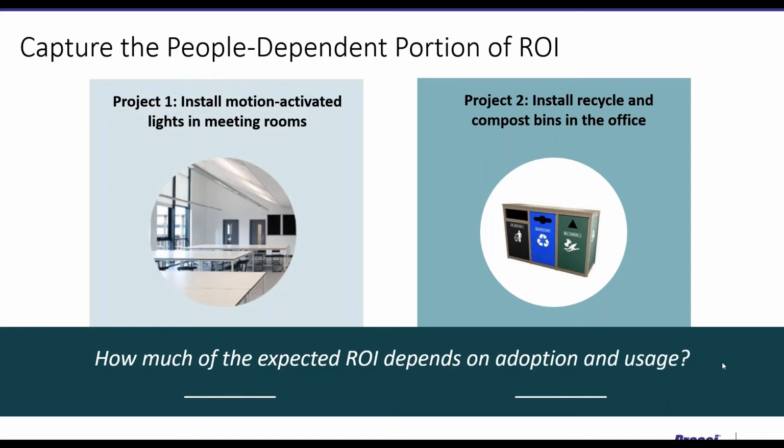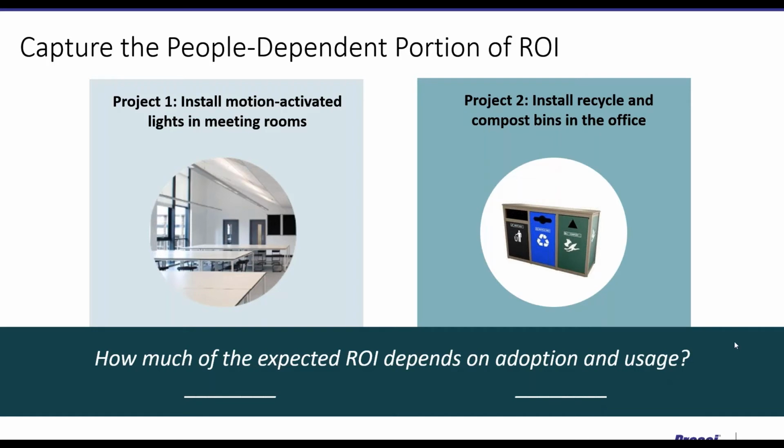Project 1 is about installing motion-activated lights in meeting rooms. And as the wording suggests, motion-activated lights turn on automatically when people enter a meeting room. It's not necessary to turn a light switch. The second project example is to install combination recycle and compost bins in the office. Notice that these bins include 3 different waste streams: garbage, recyclables, and compostables.